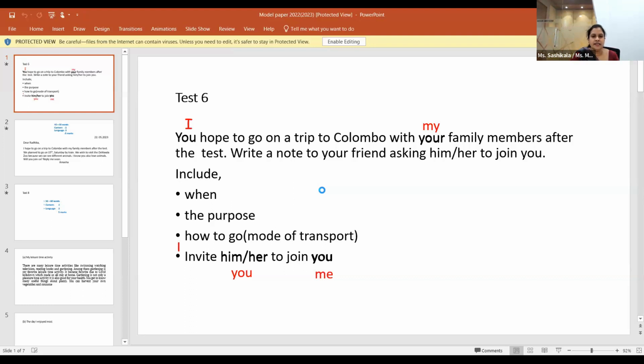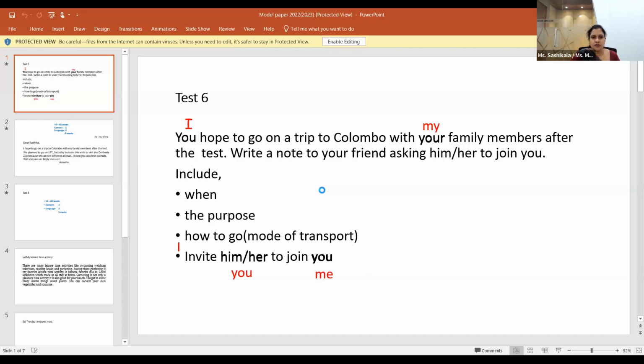You can add anything that you like. This is only a model, right? And I also add, I know you also love animals. So there should be a kind of relationship between the sentences which we are writing. So I have added, I know you also love animals. So will you join us? Reply me soon. So this is what I wanted to write in my note.